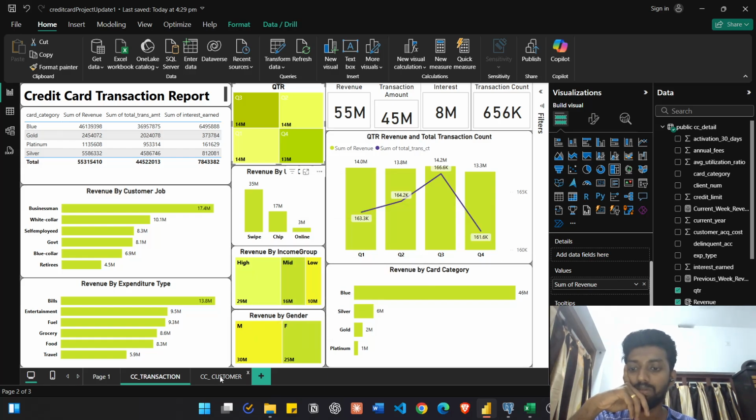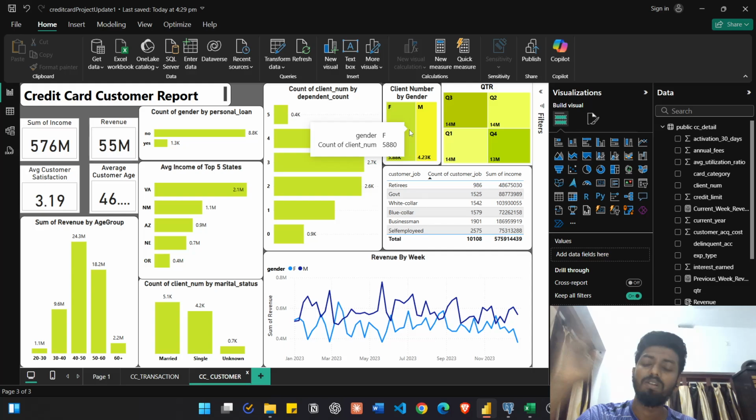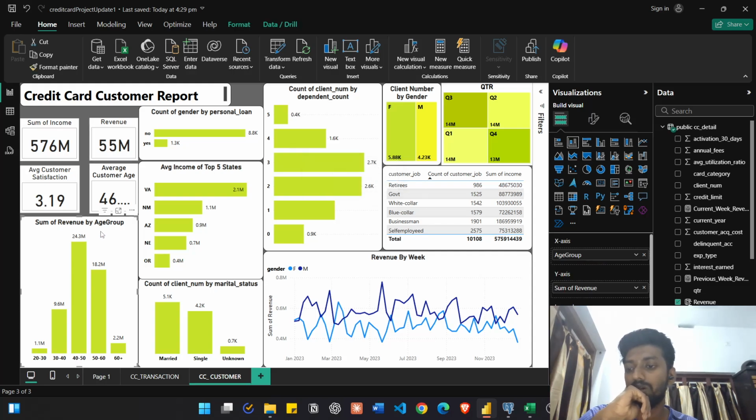Then we have the customer report. The customer report gives a brief idea, an insight into who the customers are. Here we have a sum of revenue by age group. We could see the people aged 40 to 50 give us revenue of close to 25 mil. Then average income of top five states. Here we could see the average income of the top five states.